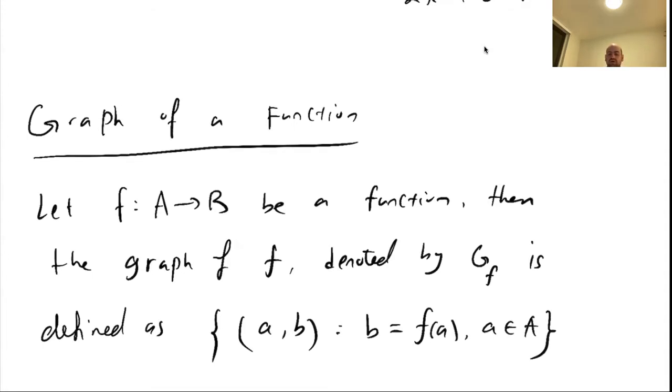So, set of all pairs where the first coordinate comes from the domain. Second coordinate is f of first coordinate. In other words, the first coordinate is an input and the second coordinate is an output corresponding to the given input. The set of all such pairs is called the graph of a function.